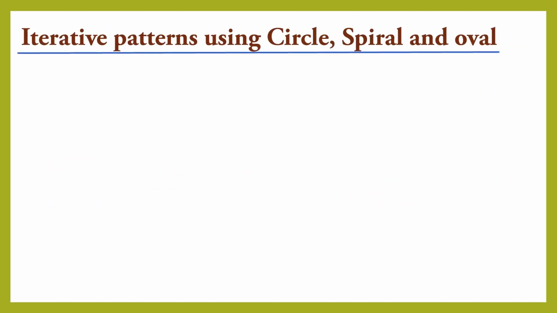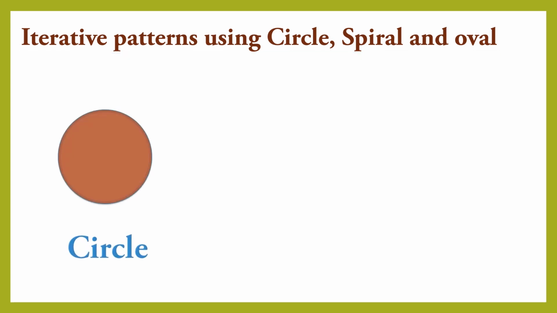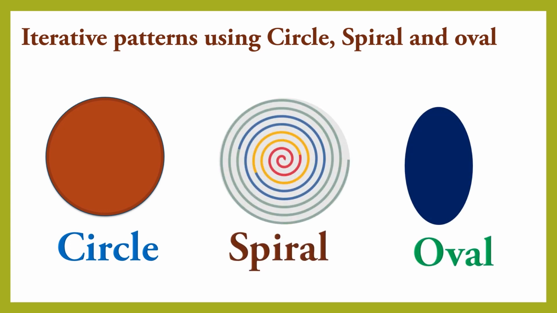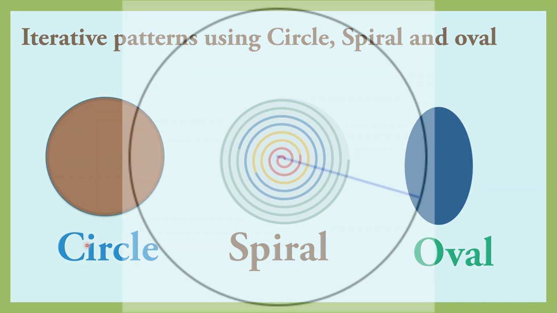Iterative patterns using circle, spiral and oval. Here we are going to see the iterative patterns using circle, spiral and oval shapes. First we will see what is the difference in these three shapes: circle, spiral, oval. A circle is a closed figure and it is a 2D shape. A circle has every portion of the surface equally distant from the center.